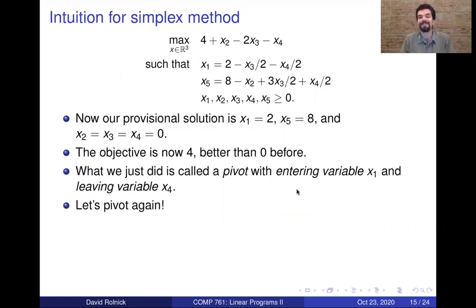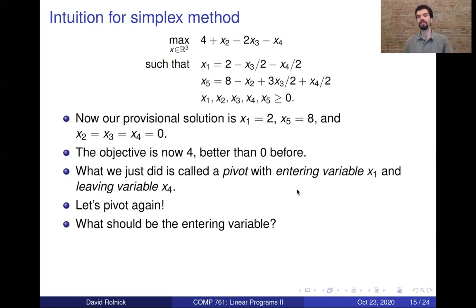Let's do this again. We're trying to increase our objective value. Maybe we can increase it some more. How can we do that? What should be the entering variable? And why? What should be the entering variable?